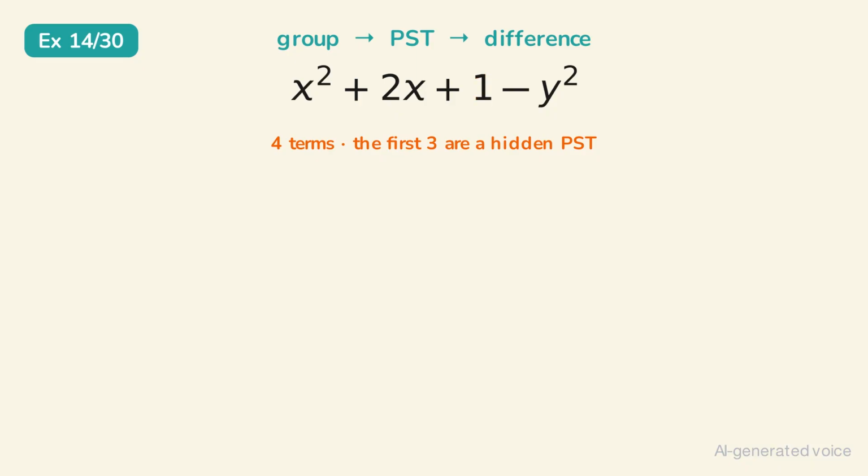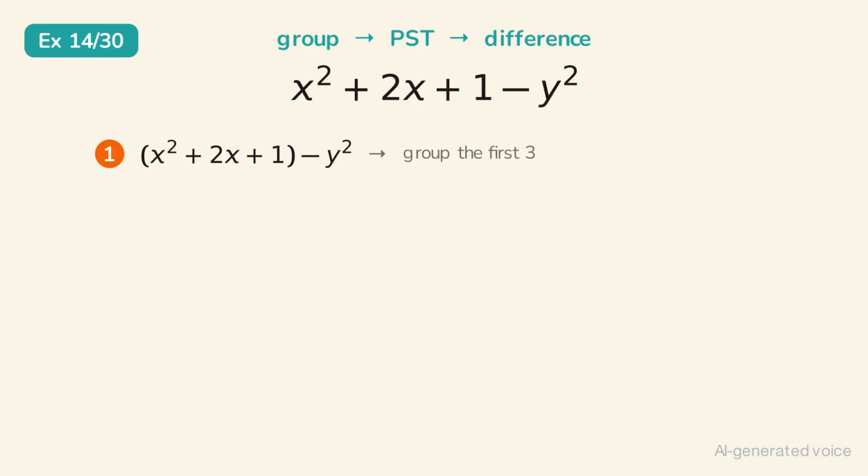Look at the first 3. We split them off: x squared plus 2x plus 1, and separately minus y squared. And here's the treasure. The first 3 are a perfect square trinomial.